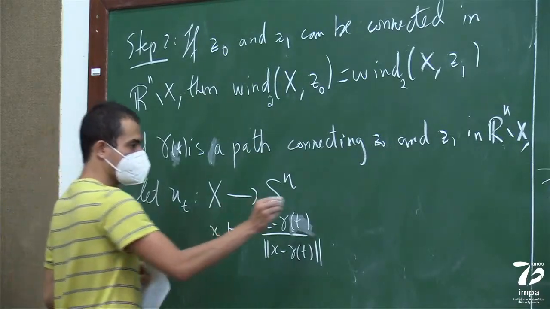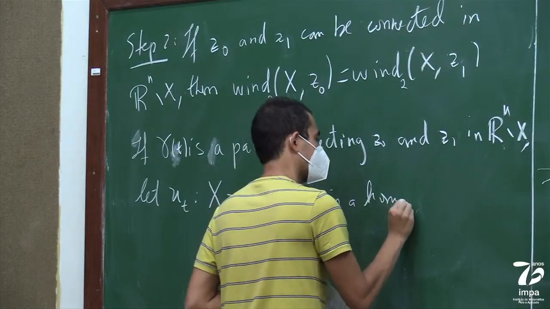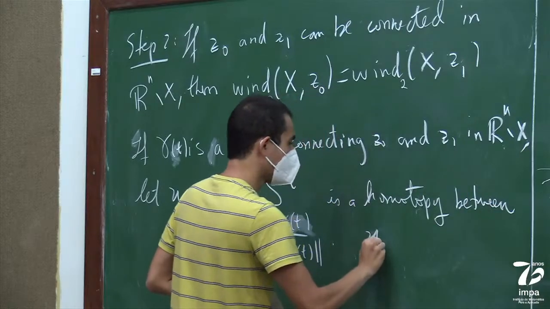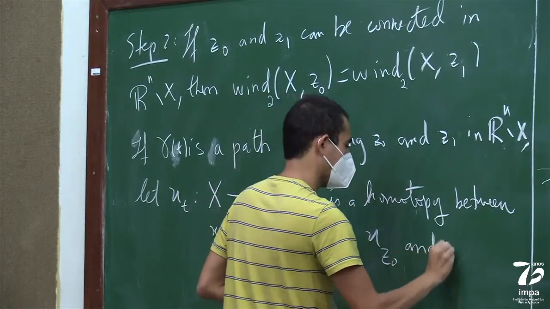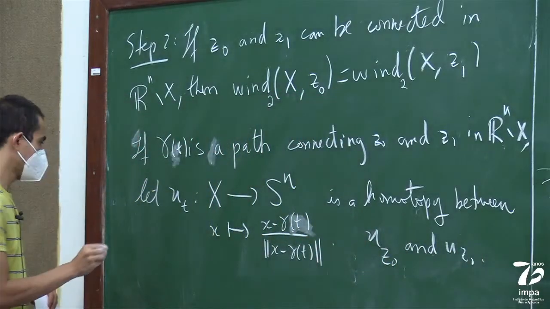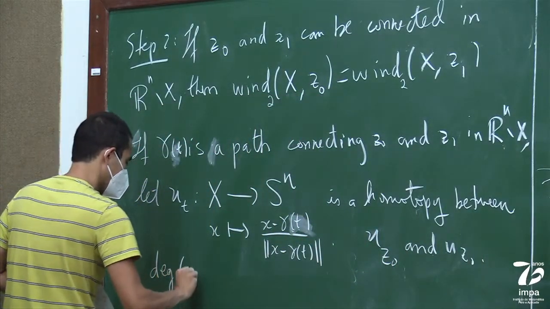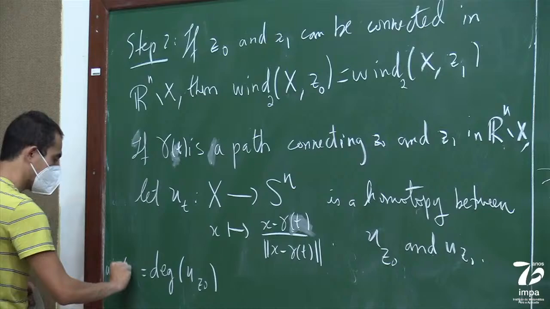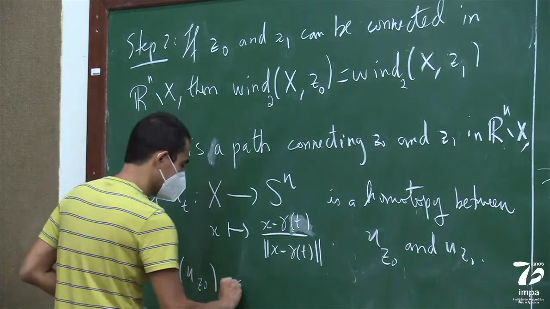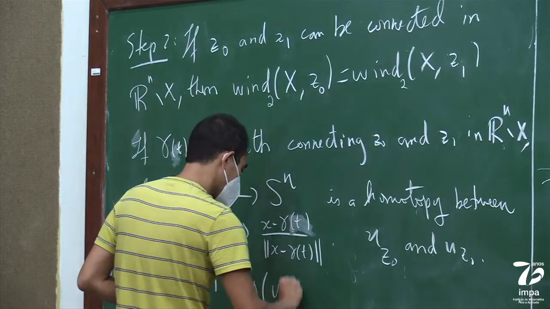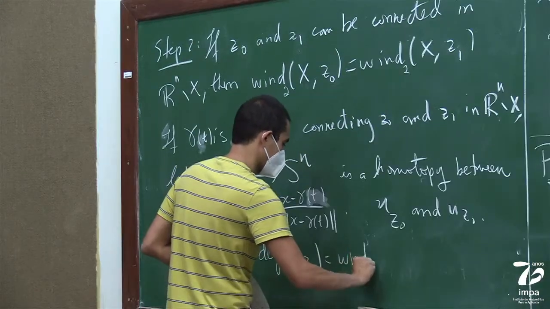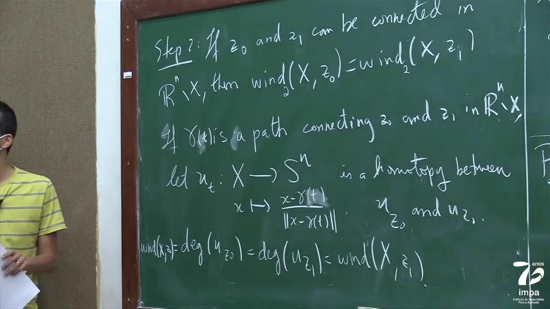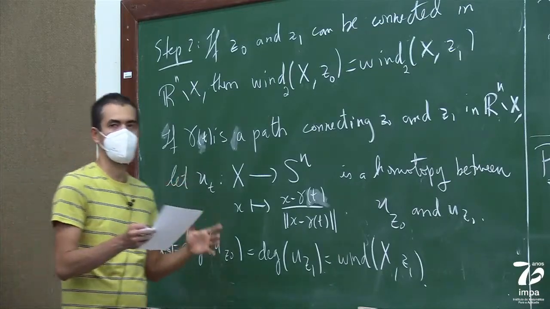So this is a homotopy between u of z0 and u of z1. So that means that the degree of u z0, which is by definition the winding number of x with respect to z0, is equal to the degree of u z1, which is the winding number of x with respect to z1. So this step 2 is pretty straightforward. It's exactly what you would think.